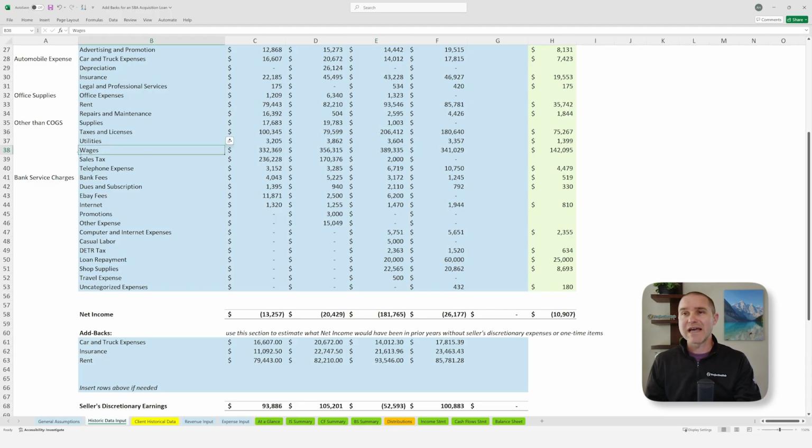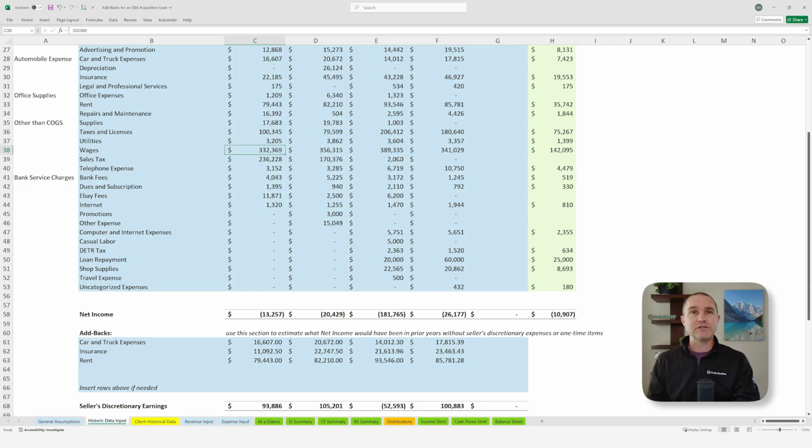Taxes would not be a common add back. Wages could be a common add back. And actually, this may solve our sales tax question. There you go, it's in two different line items. So I think if you added these taxes and licenses and the sales tax row together, that actually makes a lot more sense. So that's probably what happened.